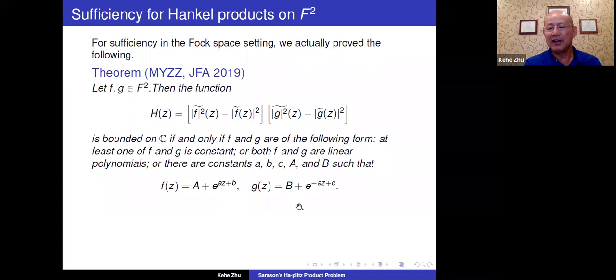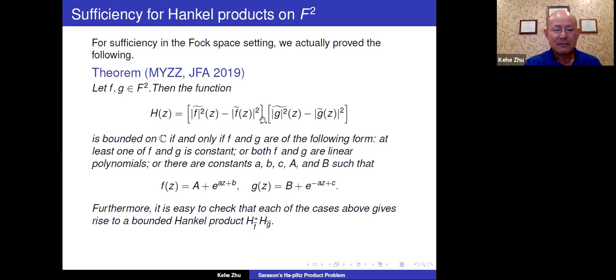And then you can actually sit down and compute that this is going to be a bounded function, and vice versa. If this is a bounded function, then one of the three cases will occur. So that's our first result. We figured out exactly when this is going to be a bounded function. And in each one of the cases, we can actually show that the corresponding Hankel operator will be bounded.